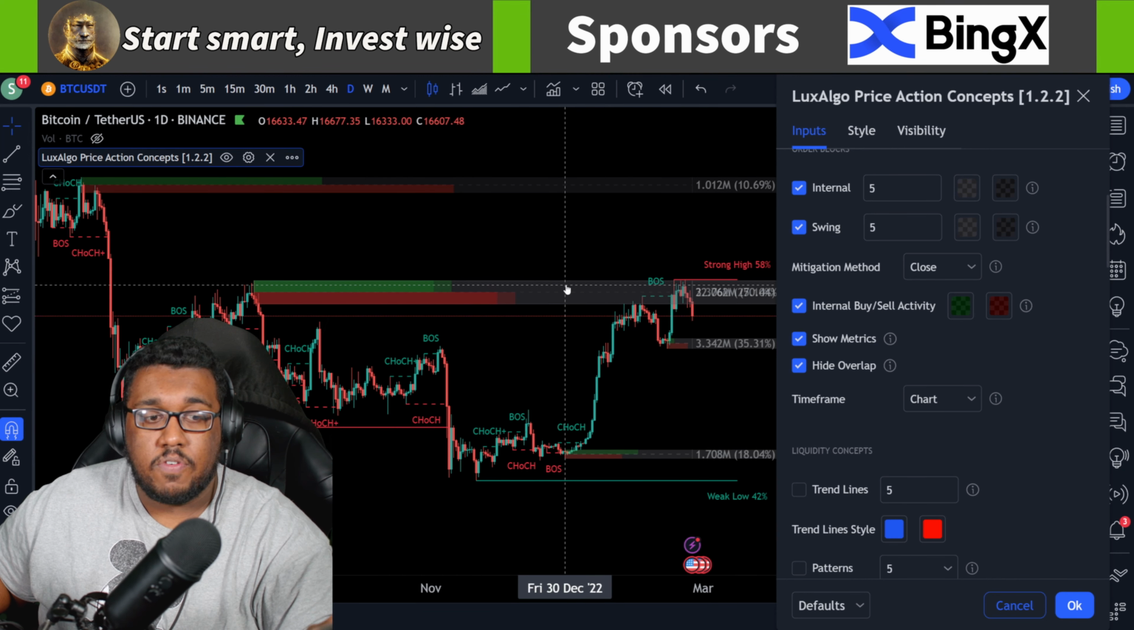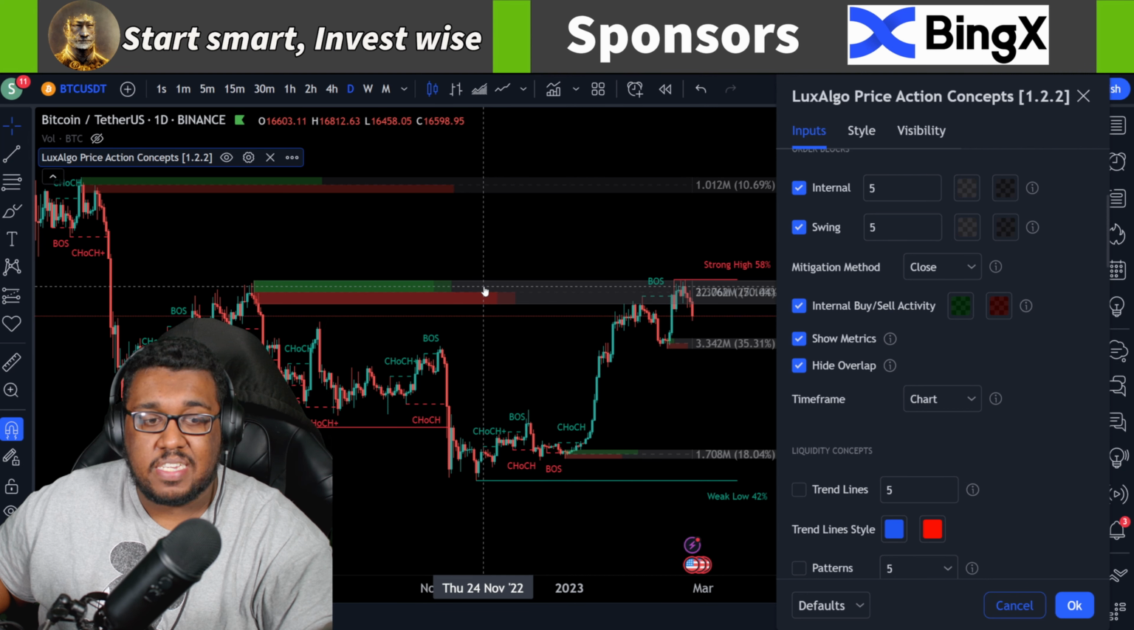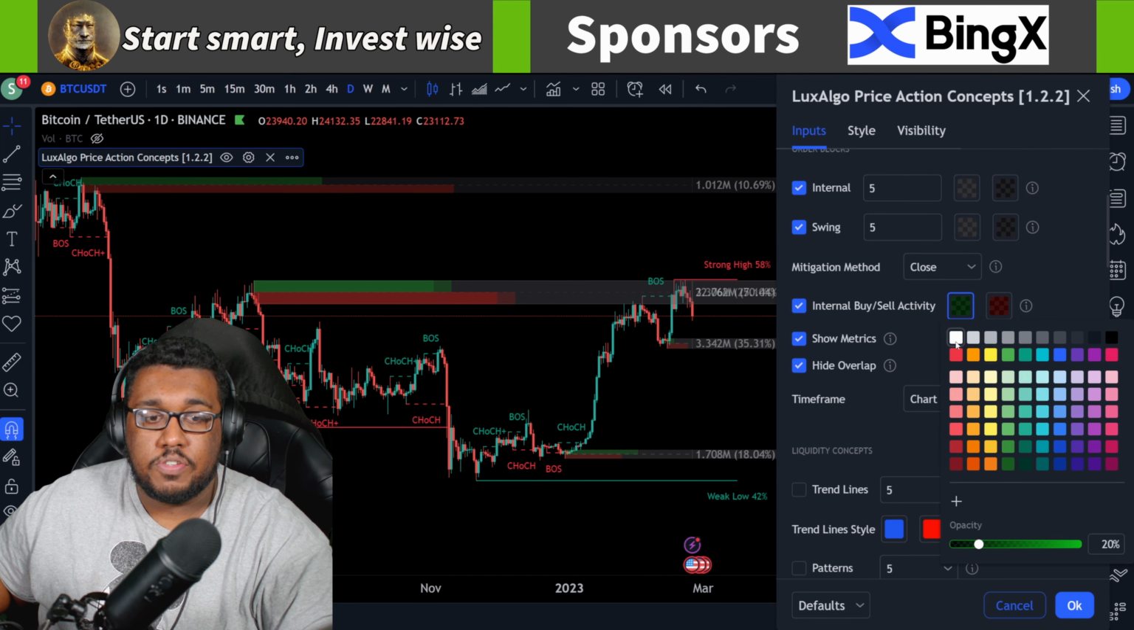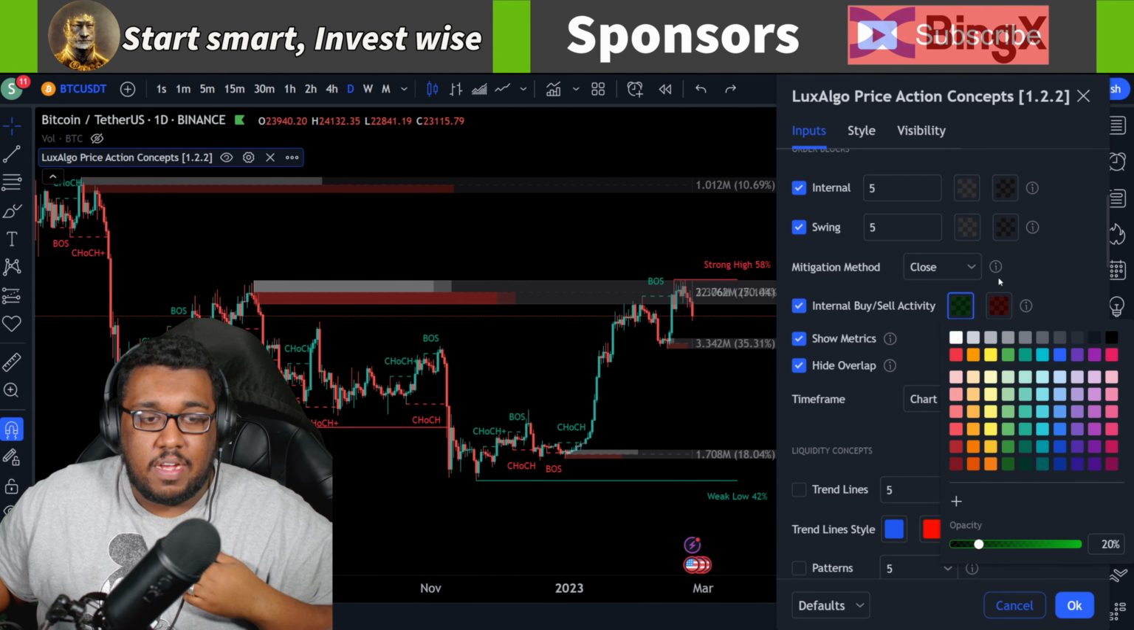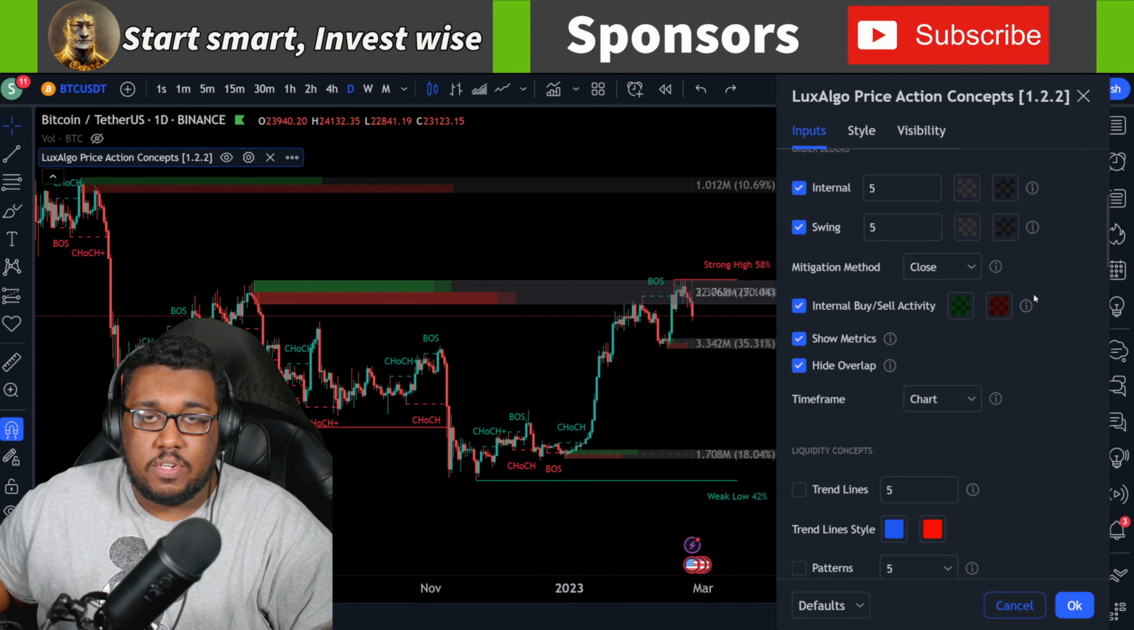Now, for internal buy-sell activity, this is just showing you these bars right here, the green bar and the red bar. For me, I keep these on just because I want to see if there was more selling activity or more buying activity. And then you can also change the colors here. Like maybe I don't want it to be green. Maybe I want it to be white. And you're going to see it right there, it just turned white. All right. For now, I'm always keeping it green, but you can always change those colors as you see fit.